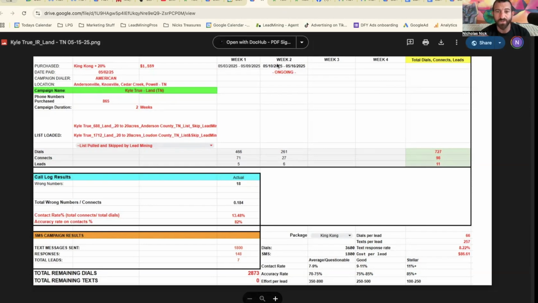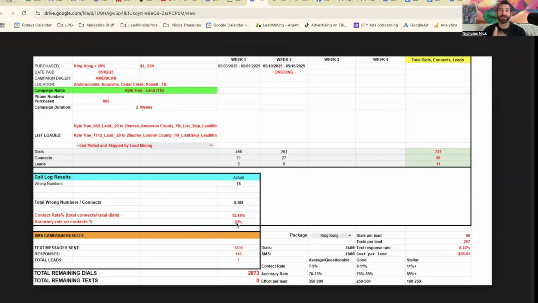Now, these are the things we want to look at. We want to track our dials, we want to track our connections, and we want to track how many leads we got. Those are the three most important ones to start. But we also want to track our wrong numbers. So here it says out of the 98 people that we called, 18 of them told us that we had the wrong number. That's still an 82% accuracy rate, which means 82% of the people we spoke to did own that property. These are amazing stats, and you should track them too.